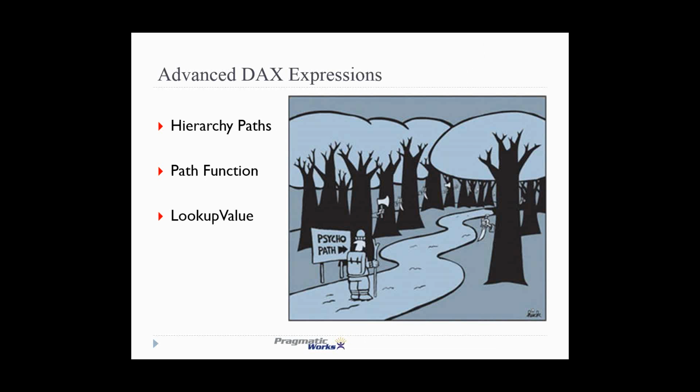Hierarchy paths, path functions, and lookup values are some features built into DAX. They allow us to use items in a parent-child type hierarchy. Back in multidimensional, I would have a cube with a table that had a parent-child hierarchy built into it. A self-referencing foreign key on a table is basically what it is.